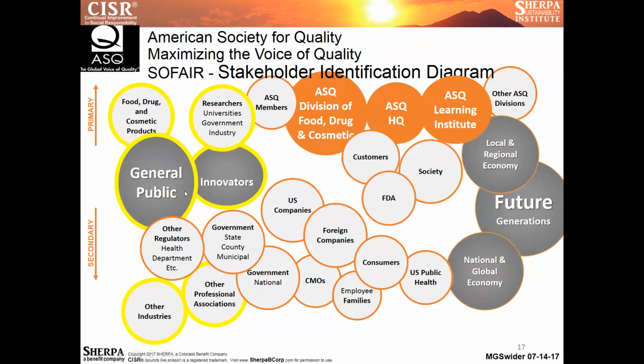If you see this diagram as well, you will see that primary people who receive the benefits are in the top of the diagram, and those who may receive benefits from this project as a secondary effect will be in the lower part. To give you an example, primary will be ASQ, the division that is sponsoring this project. Secondary people will be, say, for example, other professional associations. They may benefit from this project as well, and so on.